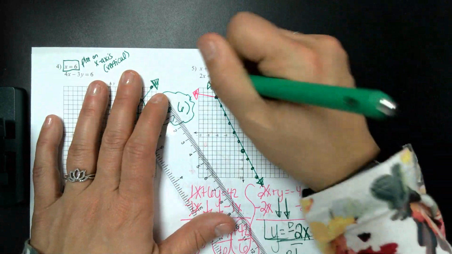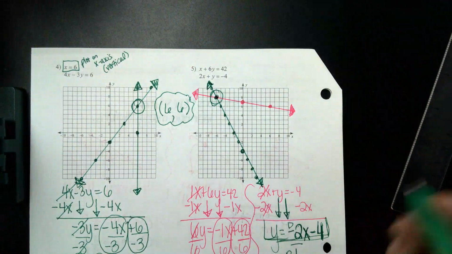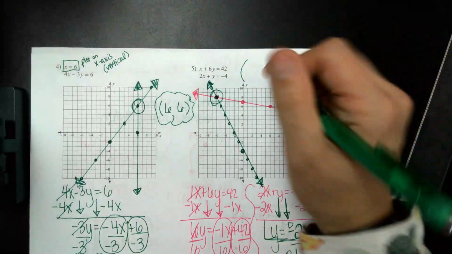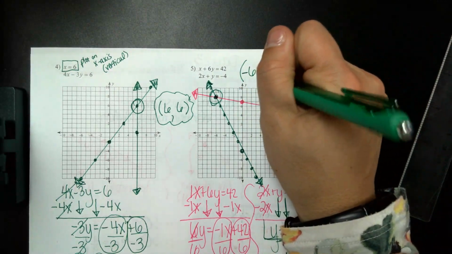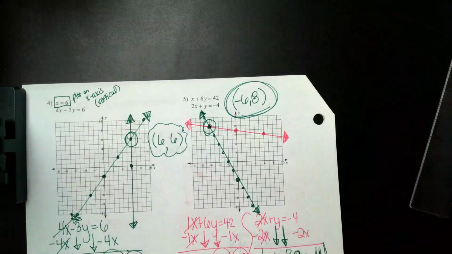Since those cross, their point of intersection is what? Negative 6, 8. Good job.